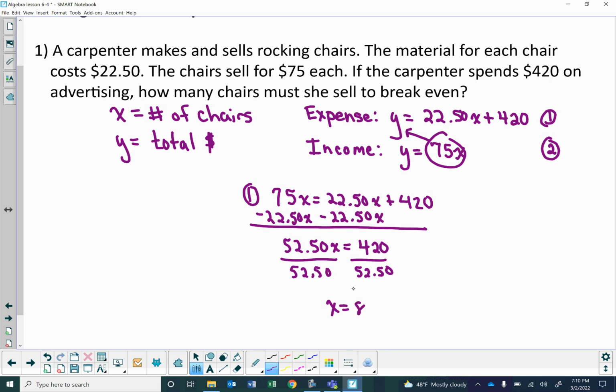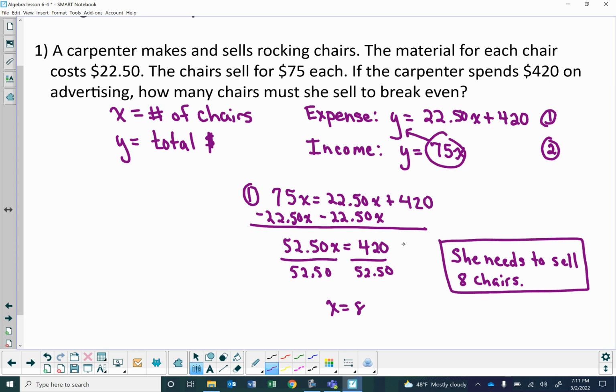So how many shares must you sell to break even? Well, the number of shares needing to be sold would be 8, so I've solved my equation. So she needs to sell 8 shares. So that's an example of a break-even equation problem, where we solved it by using a system of equations. Let's take a look at another problem.